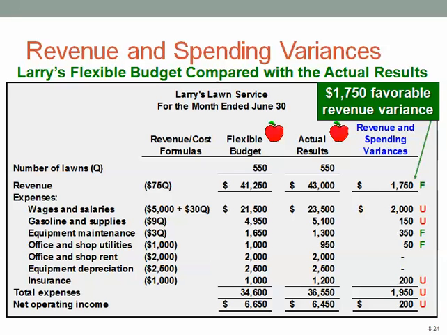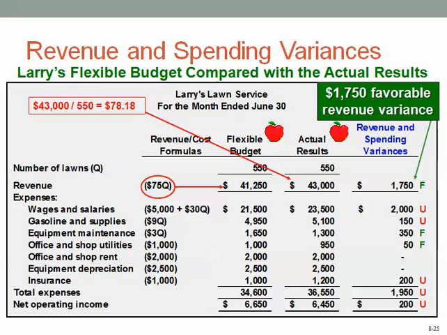Since our revenues are higher than expected, given our actual level of results, we would refer to this as a favorable variance. If we look closer and calculate our average revenue per lawn by taking our actual $43,000 in revenue and dividing it by our actual number of lawns of 550, we see that we earn $78.18 on average per lawn. Compared to our flexible budget amount, we had anticipated only charging our customers $75 a lawn. Since our revenue per lawn was higher than our expected revenue per lawn, we have a favorable revenue variance.